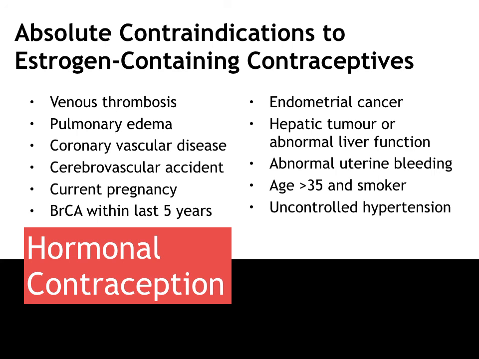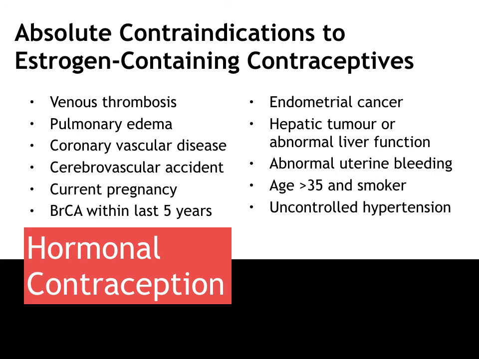As a summary for hormonal-based contraception, this is a slide listing absolute contraindications for estrogen-containing contraceptives. So venous thrombosis, pulmonary edema, coronary vascular disease, having a history of stroke, current pregnancy, breast cancer within the last 5 years, definitely associated with that increased risk of breast cancer or endometrial cancer. Hepatic tumors or abnormal liver function could be a contraindication for sure as well, considering liver tumors or those types of concerns.